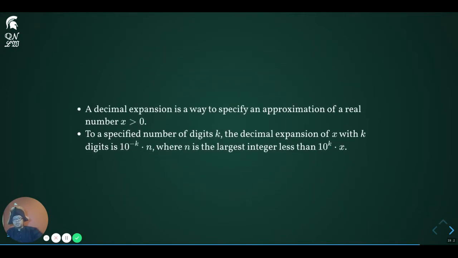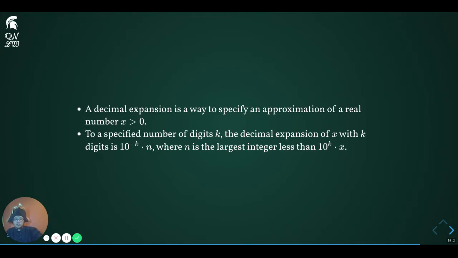A decimal expansion is a way to specify an approximation of a real number, which here we assume to be positive. The approximation requires specifying a degree of accuracy, and that is the number of digits k. Here, the number of digits k, when compared to what we know well, refers to the number of digits behind the decimal point. A decimal expansion of the real number x with k digits is in fact a rational number formed by dividing some integer n by 10 to the power k.